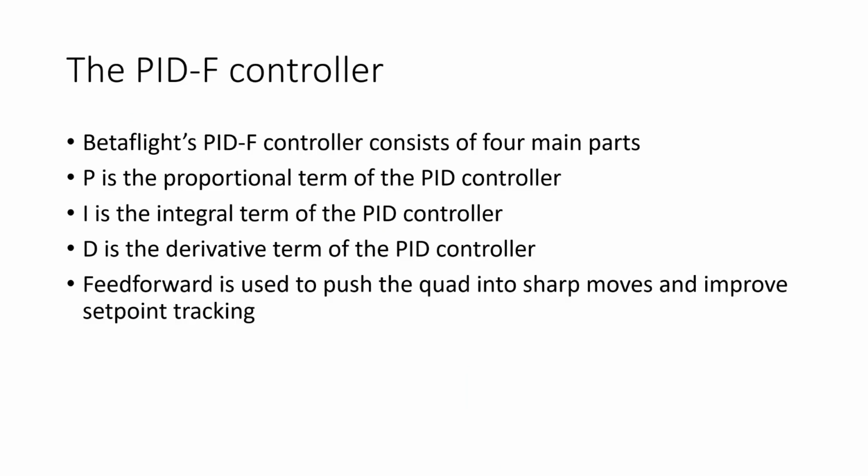Now, in order to get a really good PID tune on your quadcopter, it really helps if you understand all the different elements of Betaflight's PID controller and what they all do. Betaflight's PID controller consists of 4 main parts. P is the proportional term of the PID controller. I is the integral term. D is the derivative term. And feed forward is used to push the quad into sharp moves and improve set point tracking. Don't worry if you don't understand all of these terms right away. We're going to go through them all step by step and explain how they all work.